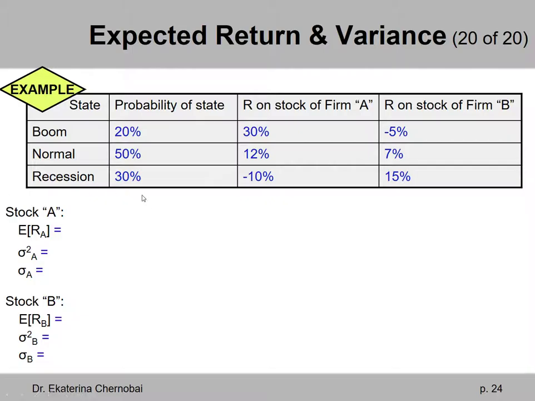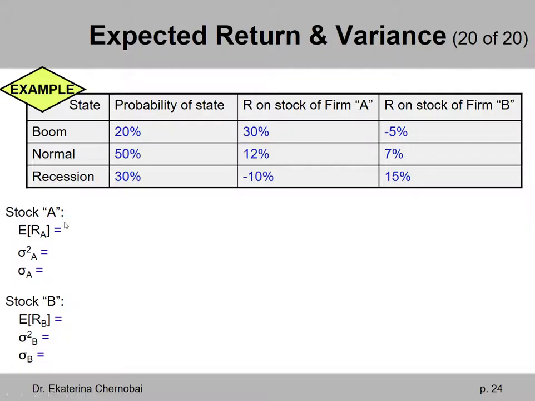So let's look at this problem. We have a 20% probability of the boom state, a 50% probability of the normal state, and a 30% probability of the recession state. The return on stock of firm A is 30% in the boom, 12% in normal, minus 10% in recession. The return on the stock of firm B is minus 5% in boom, 7% in normal, 15% in recession.